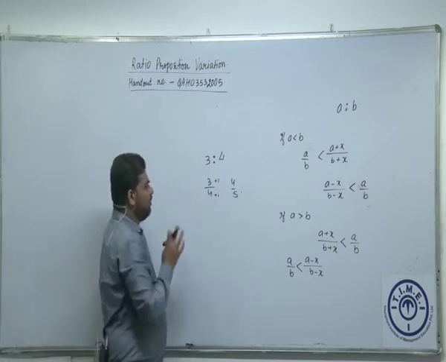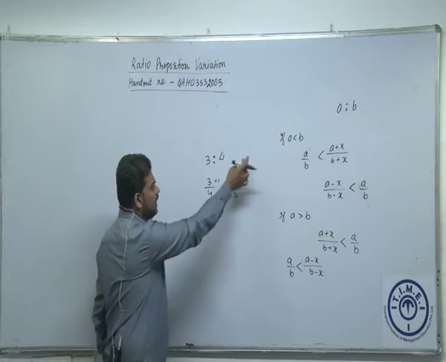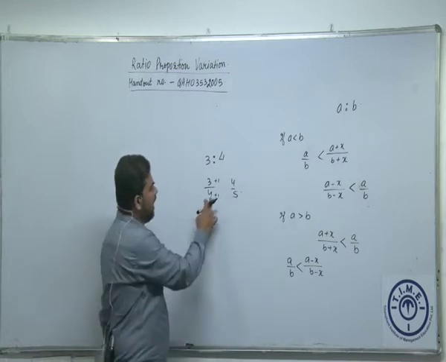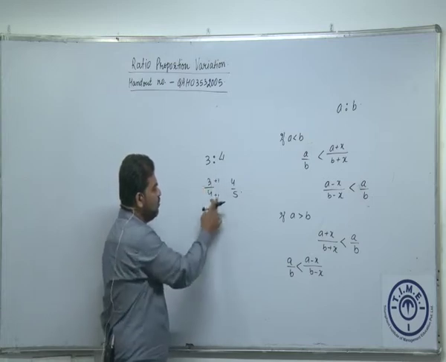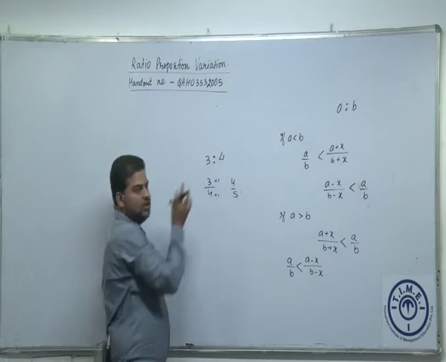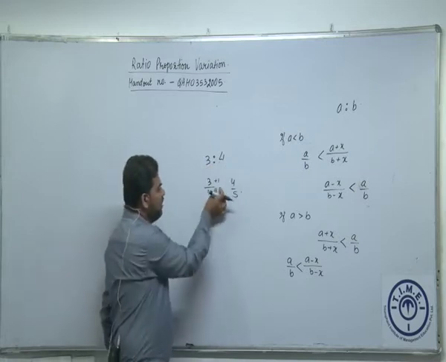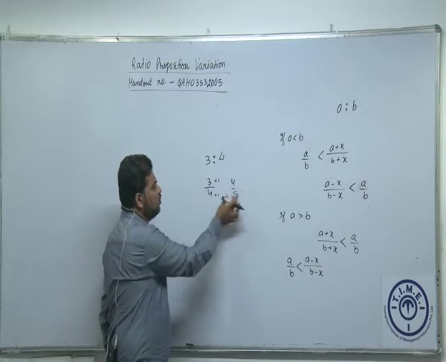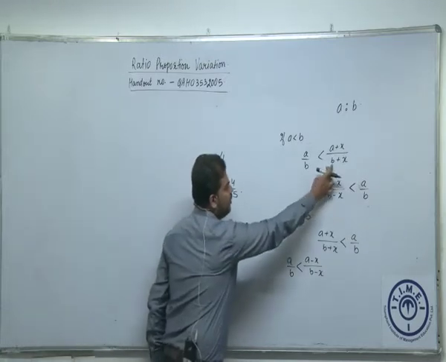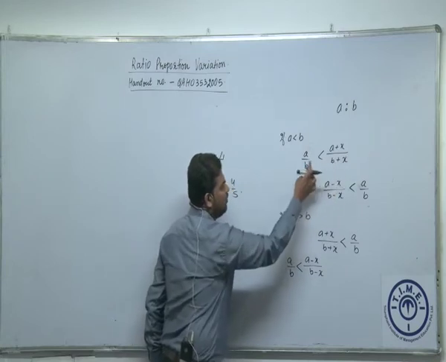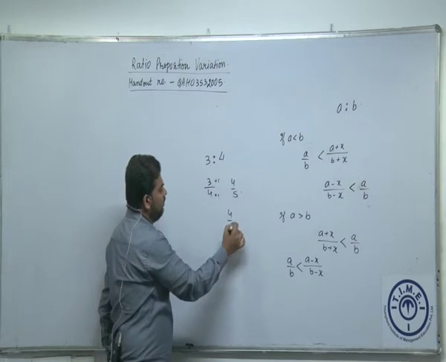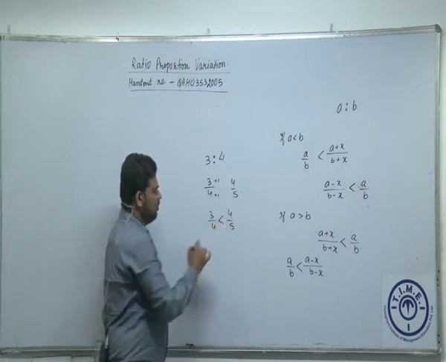3 by 4, if I take this as the original ratio, is A less than B? Yes. So this first part will apply. I have added 1 to the numerator and 1 to the denominator, or let us say we are adding 1 to each of these ratio points. So by adding a constant, should the value of the ratio increase or decrease? It should increase. If you are adding a constant, the value of the new ratio will be greater than the original ratio. So can I say that 4 by 5 is greater than 3 by 4?